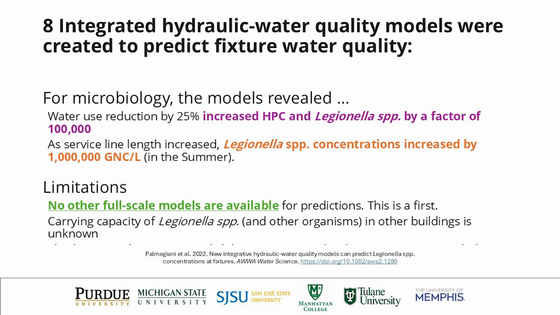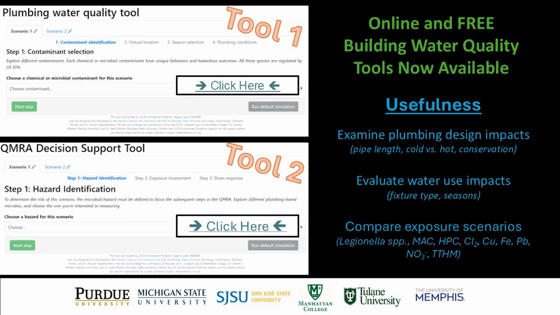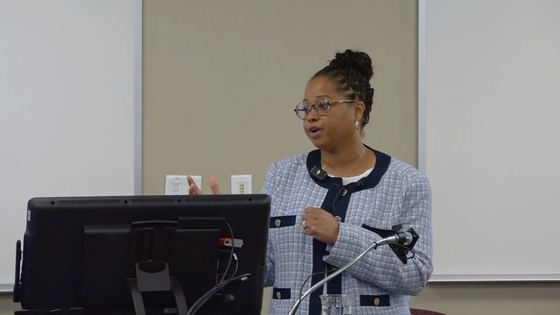There are 8 of these models that were developed. There is a paper that quantifies the results of those 8 models, but they were ultimately put into 2 different modules of a decision support tool. The first one predicts water quality based on all of those parameters that I just mentioned, and the second one takes the Legionella concentrations that you would expect from those simulations and will calculate risk for you.